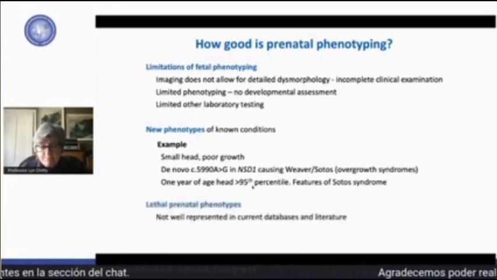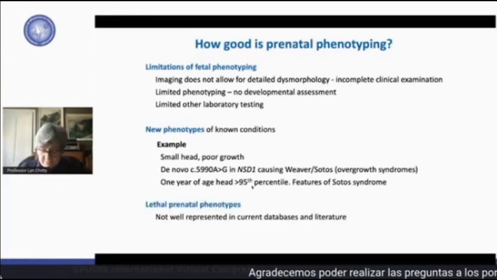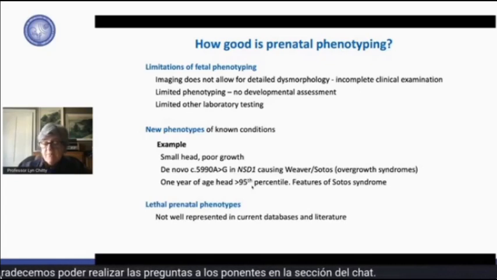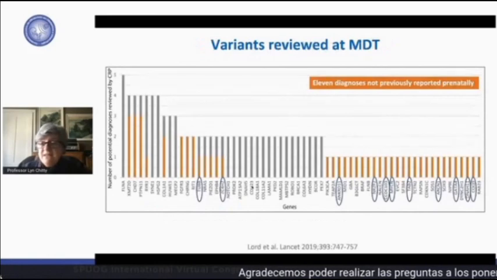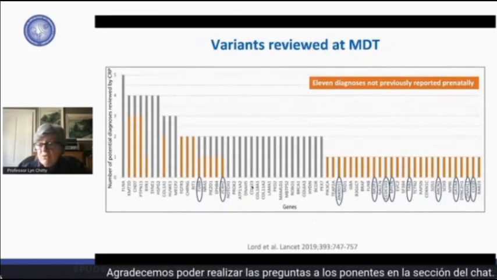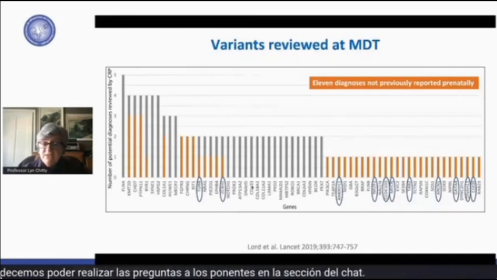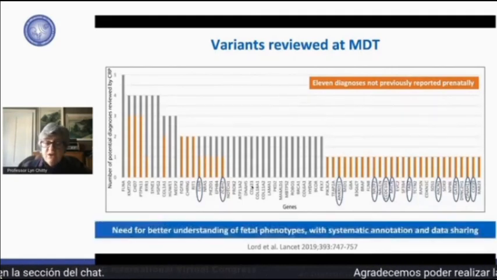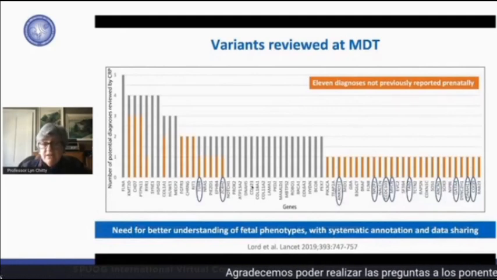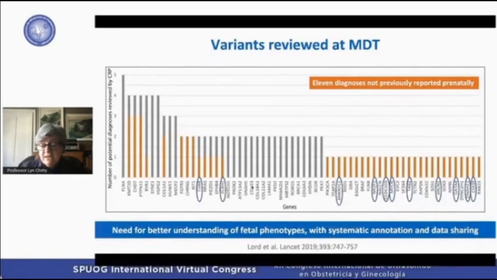So we're just showing how we're beginning to pick up changes prenatally, which are not the ones that we are used to postnatally. And of course, those lethal phenotypes that we see prenatally are not well represented in current databases or the literature because paediatricians do not necessarily see them because they die in utero. And certainly in our PAGE study, we identified 11 diagnoses that had previously not been reported prenatally. So we identified sonographic features of these 11 conditions which had not been previously reported. So I think in order to better use fetal exome sequencing, we need a better understanding of the fetal phenotypes, and we need to have systematic annotation and data sharing because many of these conditions are very rare.